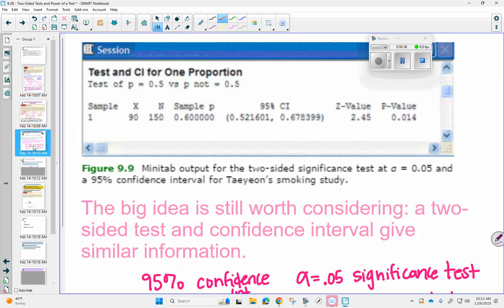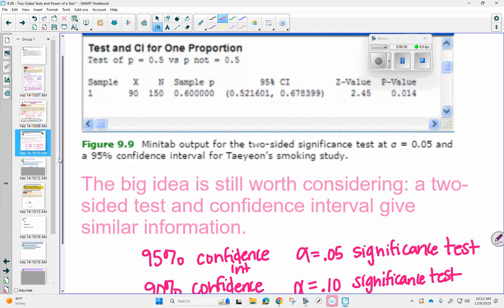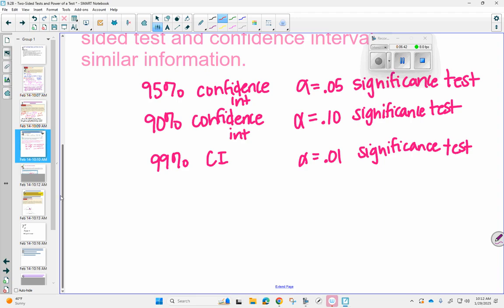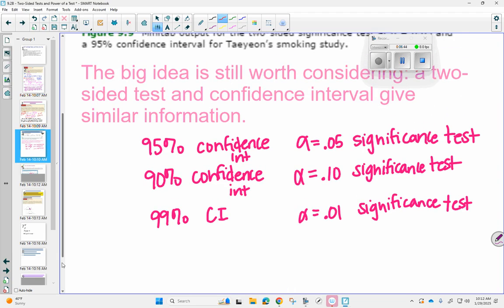So here is the exact same thing. This only works with a two-sided test, and we have to have the same percentages here. A 95% confidence interval will give us the same information as a 5% significance test. A 90% confidence interval will give us the same information as a 10% significance test. And a 99% goes with a 1%. So those go together.